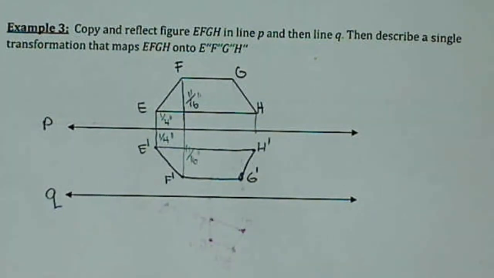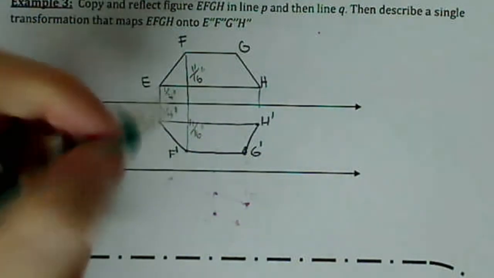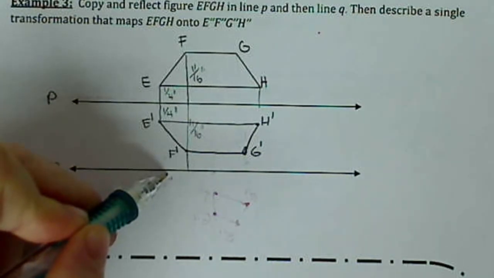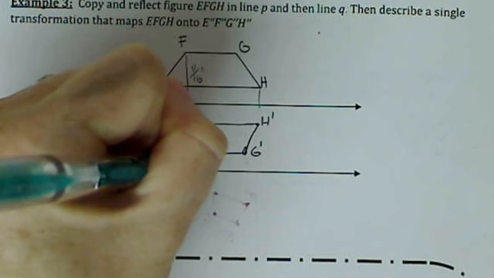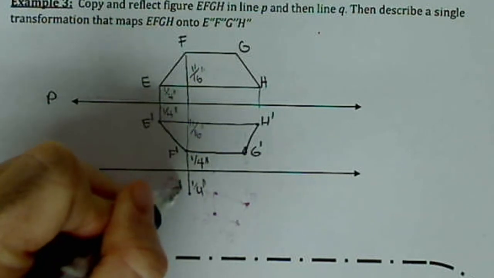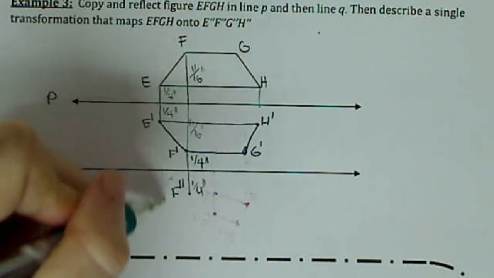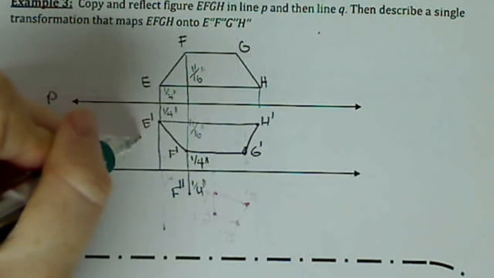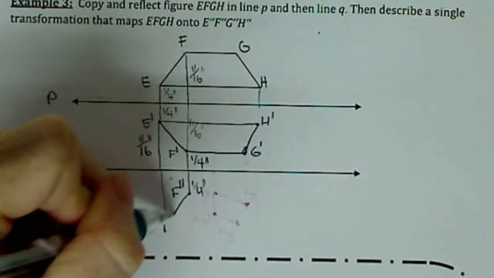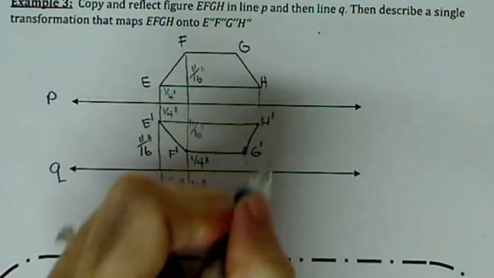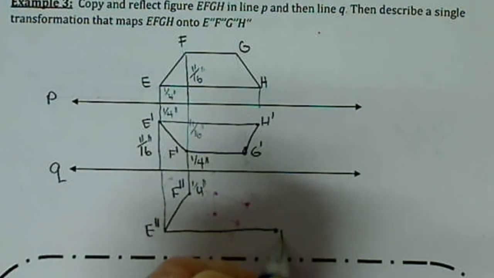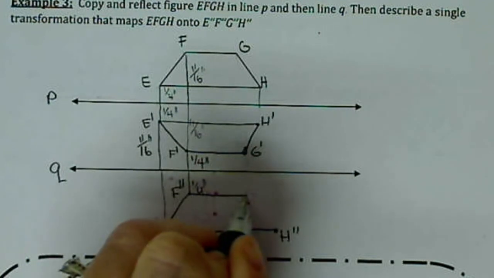Okay. Now it says to reflect it again over line Q, so I need to measure the distance between F prime and line Q. And you should see it's also about 1/4 of an inch. So when I flip it down, it's going to be 1/4 of an inch down here, and we're going to label it F double prime. And you're going to do the same thing with E, and it should be about 11/16 of an inch long. Measure it going down. Same thing with H, and same thing with G.